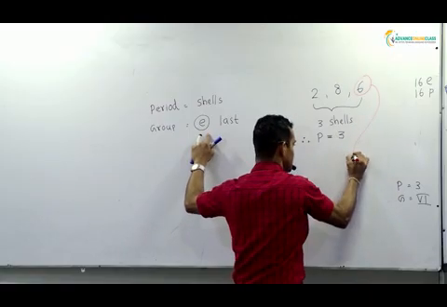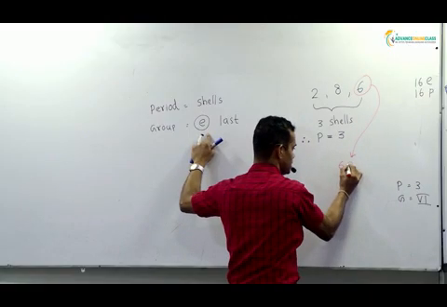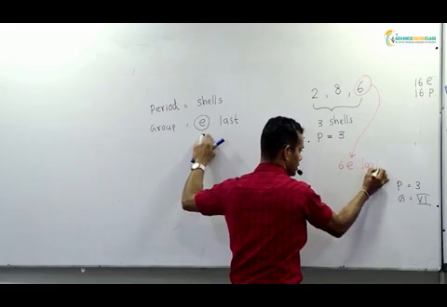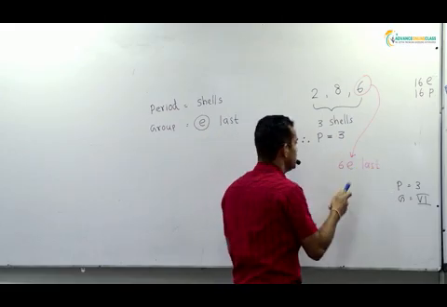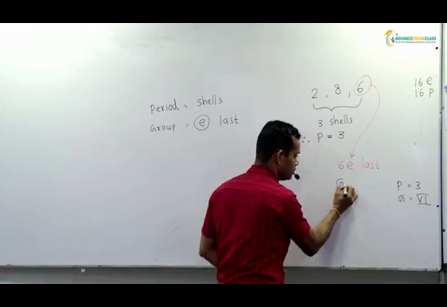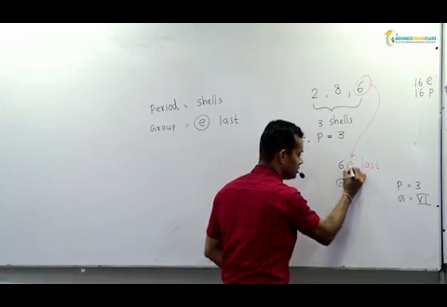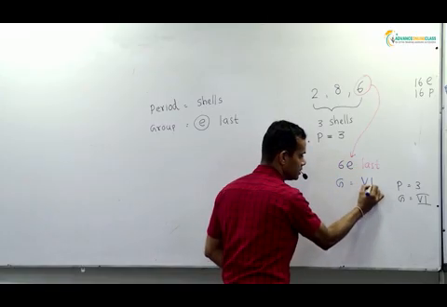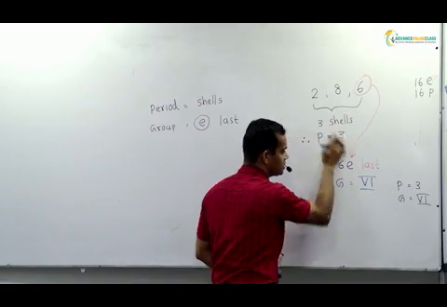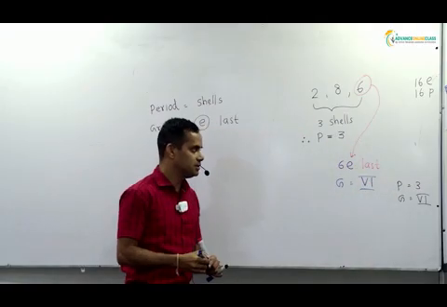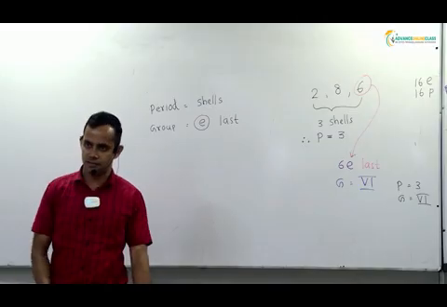How many electrons are there in the last shell? 6 electrons in the last shell. Therefore, how much is the group? Group equals the electrons in the last shell, Roman 6. This way we find this answer without the periodic table. That's the correct method, the fast method.